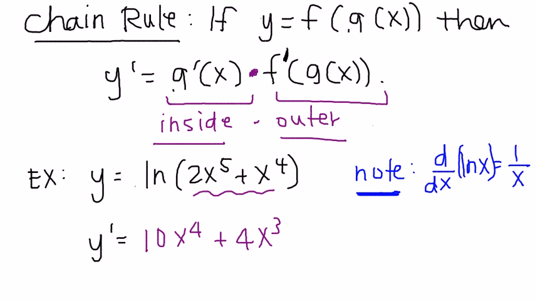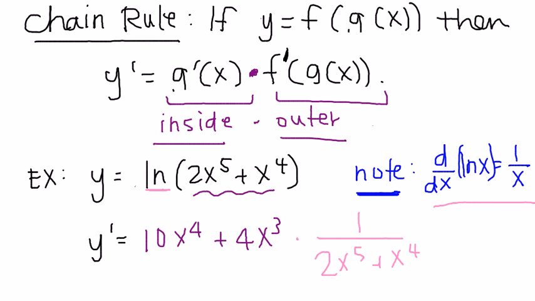Okay, and then the derivative of my outside function? Well, my outside function is ln. So what's the derivative of ln? Well, I told you right here, the derivative of ln is 1 over x. So I'm going to multiply by 1 over the inside, which is 2x to the 5th plus x to the 4th. Looks okay, kind of, but it's not right.